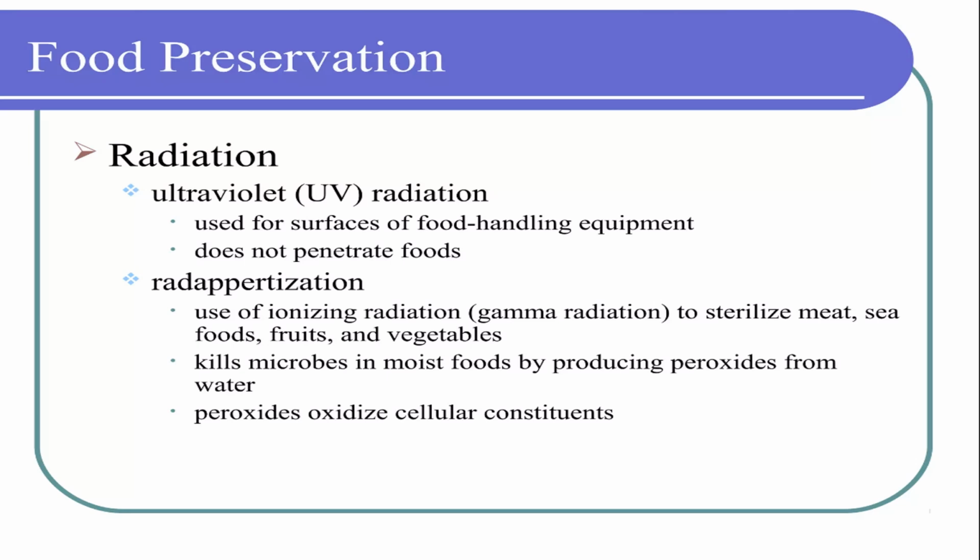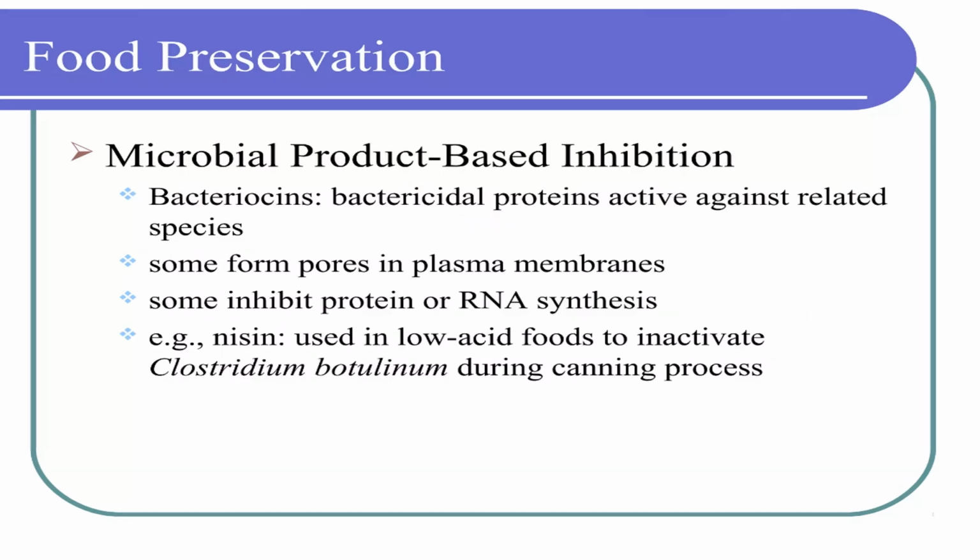Radiation. Ultraviolet UV radiation used for surfaces of food handling equipment does not penetrate the foods. Radappertization, use of ionizing radiation, gamma radiation, to sterilize meat, seafoods, fruits and vegetables. Kills microbes in moist foods by producing peroxides from water. Peroxides oxidize cellular constituents.